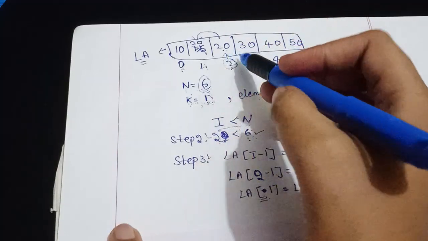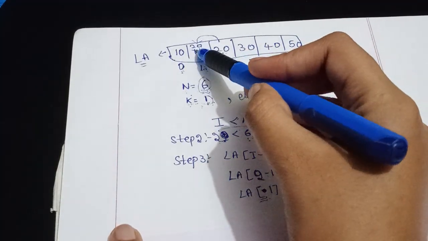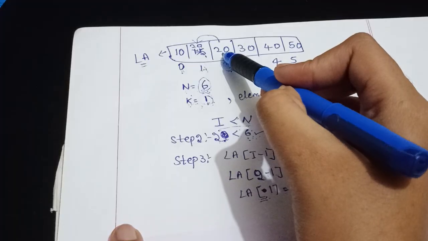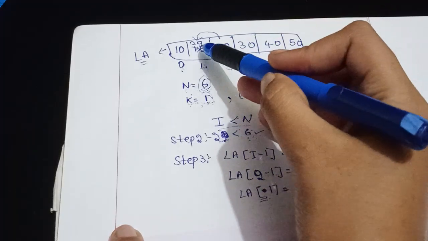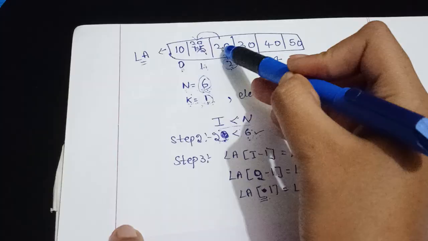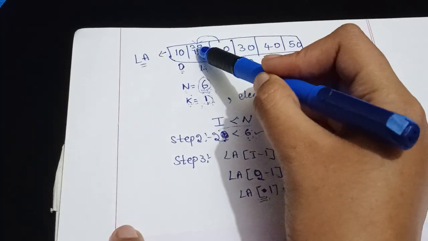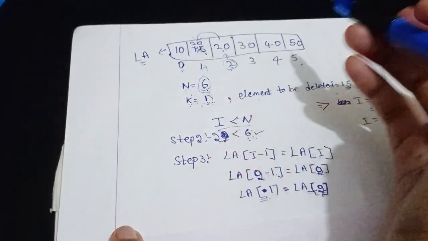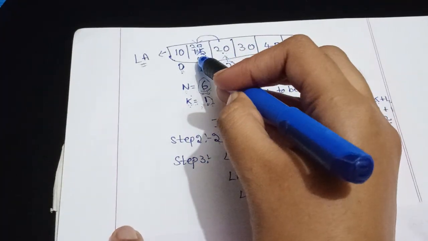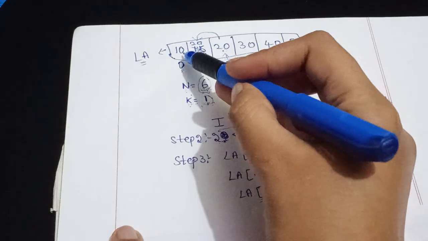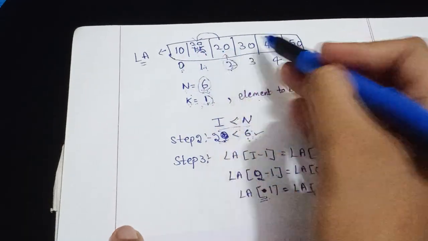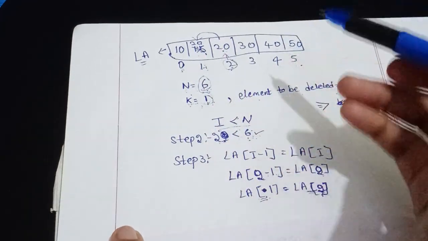You might have one more doubt: this 20 has been moved here, so why is 20 still in the old position, girls? We are not completely shifting this value. We are just copying this value into the new position. So that is what happened. And after this we got 10, 20, 20, 30, 40, 50.